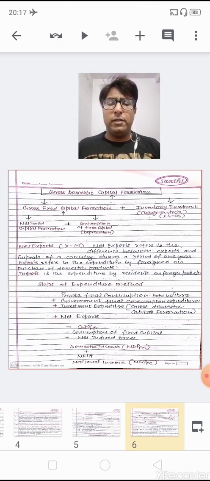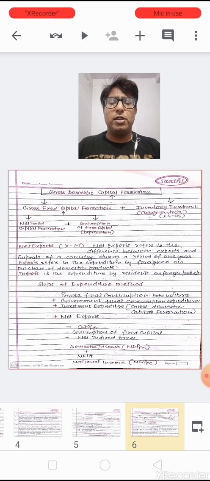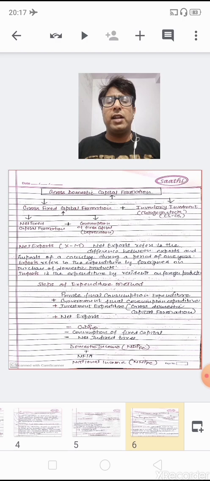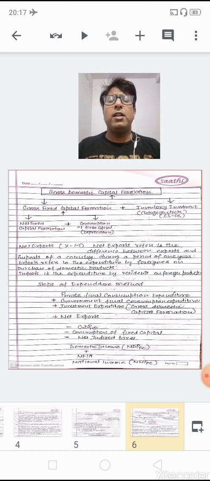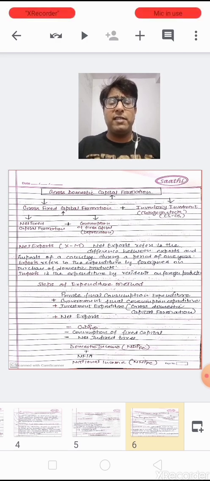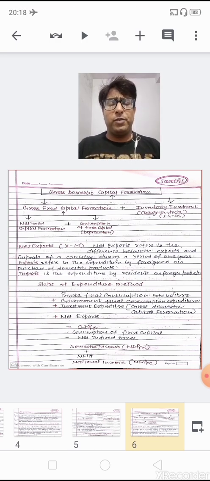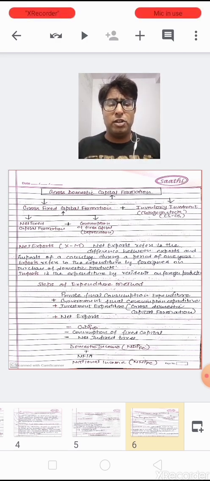If gross fixed capital formation is not given, then in its place net fixed capital formation can be given. If net fixed capital formation is given, then we add the consumption of fixed capital, which we know as depreciation, and we get the value of gross fixed capital formation. Children, meanwhile I have explained how we can solve the numerical parts of this expenditure method.